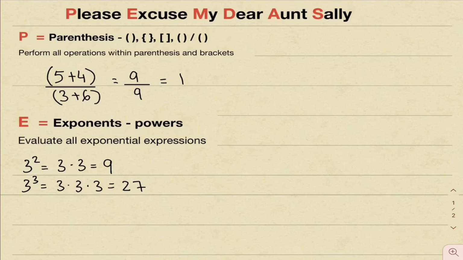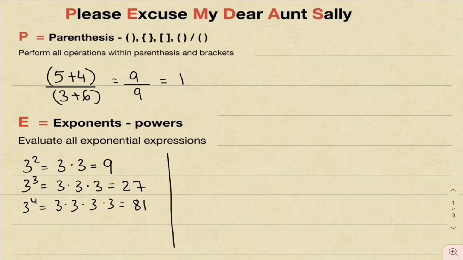Now a lot of students get confused. They would just multiply 3 times 2, which is 6, or in this case 3 times 3, which is 9. Don't get confused. The power just tells you how many times that number is multiplying itself. Same thing if I have 3 to the power of 4. The 3 is multiplying itself 4 times, which is 81.